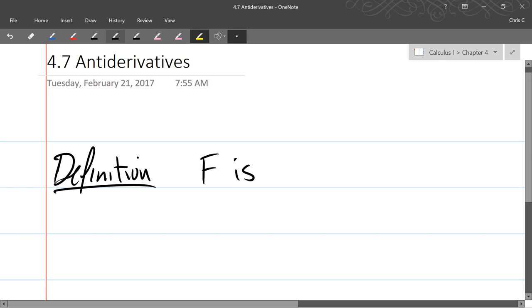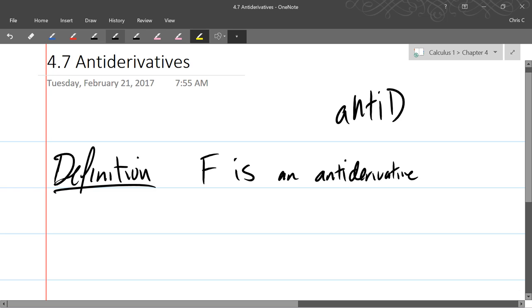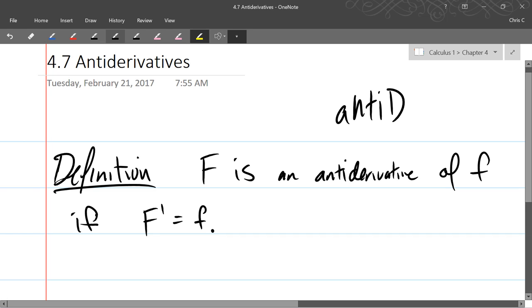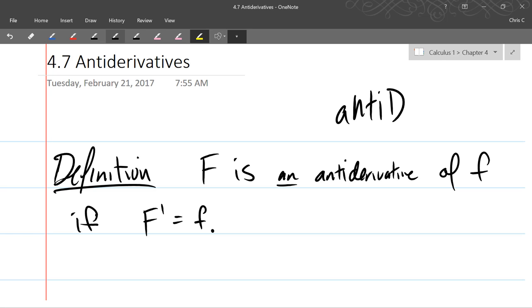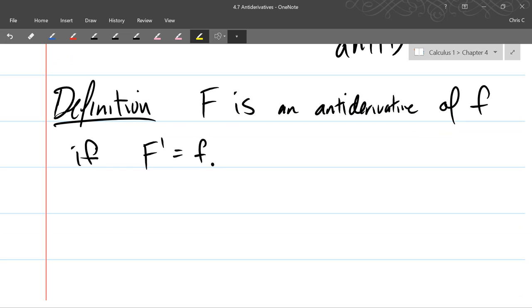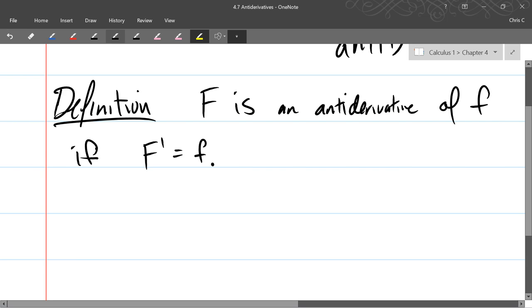All right, definition: F is an antiderivative. So I'm going to be lazy and write anti-d for antiderivative. Antiderivative of f, little f, if the derivative of big F is little f. So one thing you notice, I use an indefinite article, an antiderivative, because there's actually infinite antiderivatives, as we'll find out. And we are going to use just intuition to find antiderivatives. So we're going to jump right into examples.